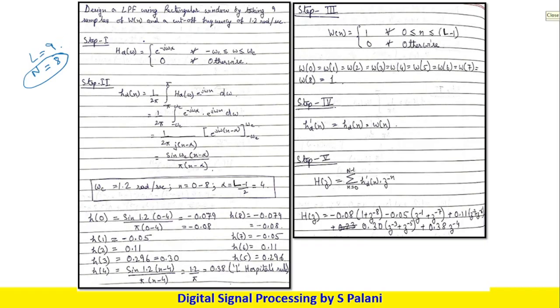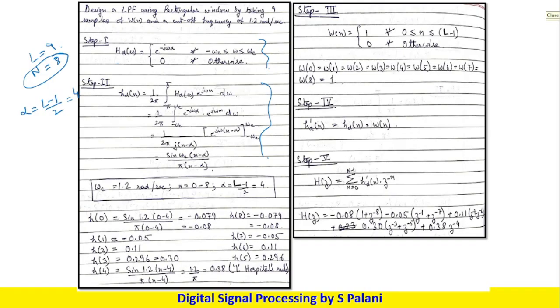Now if you see over here, I have slightly changed the equation. So what has happened now? H(e^jω) is equal to e to the power minus jωα. Now what is alpha? Alpha is equal to (L minus 1) divided by 2, which in this case is 4. The rest of the equation remains the same, and the method remains the same.